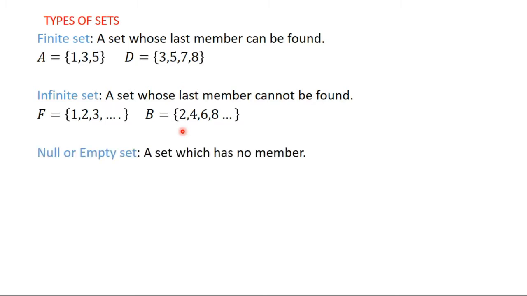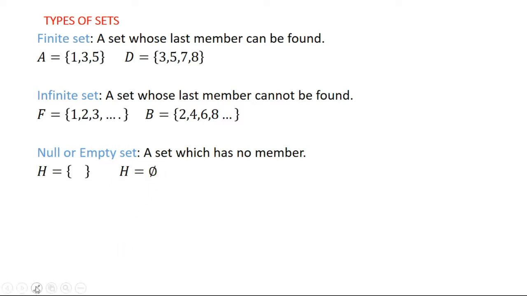Let's consider another type of set, a null or an empty set. A set which has no member, just as the name denotes. An empty set is a set which is empty. An empty set is represented by either this or that. So let's take, for example, set H has no member. Set H is represented by H equal to an empty curly bracket, or set H is equal to this symbol.